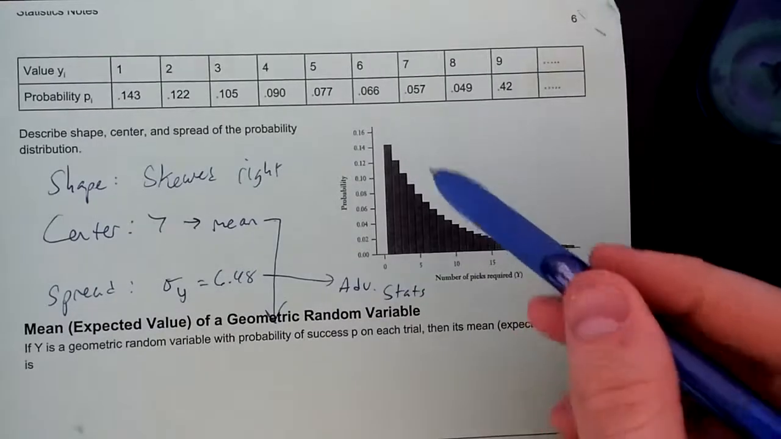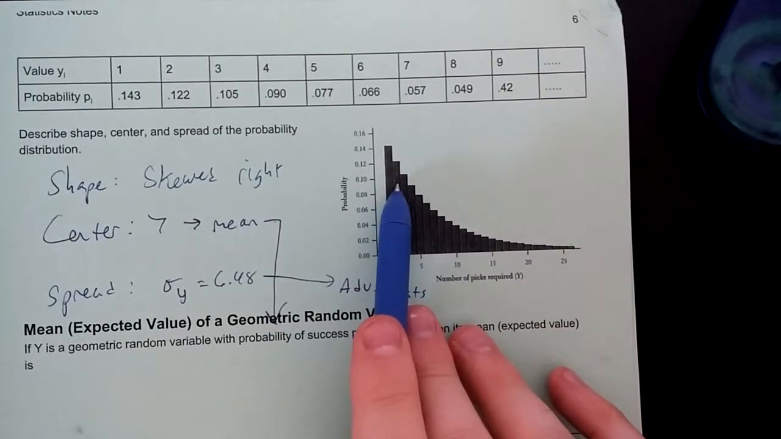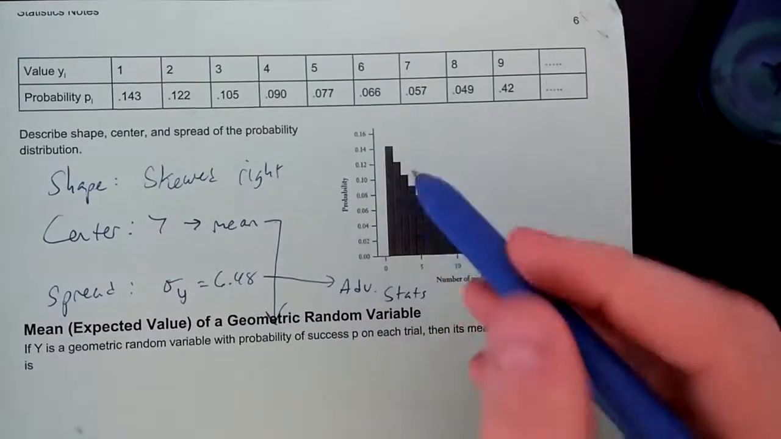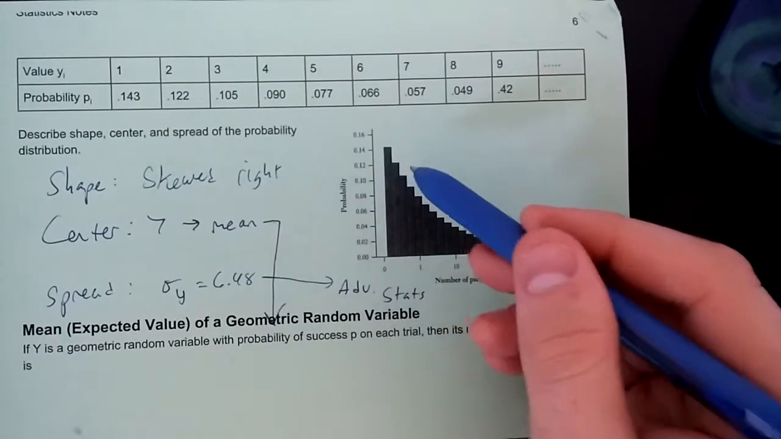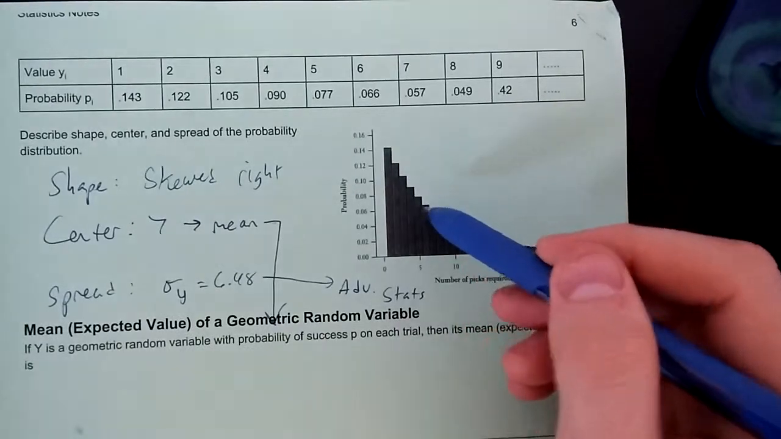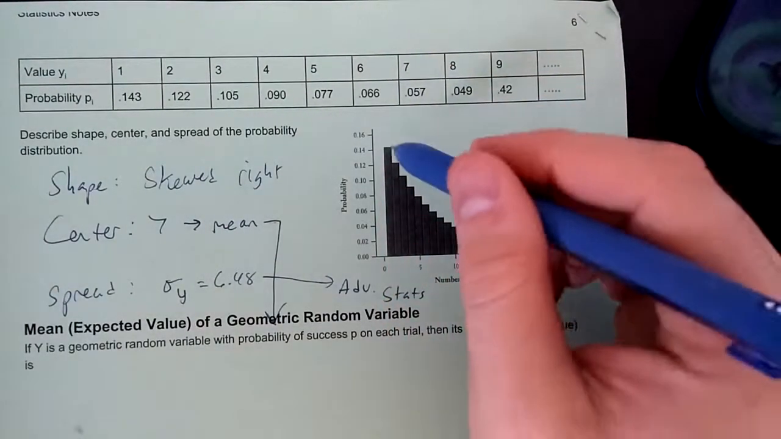What is important is that this shape comes from the fact that each bar to the right is 6/7 the bar to the left. So if you were to multiply this height or probability by 6/7, you get the next bar. Multiply by 6/7, you get the next bar, and so on and so on. And that repeated multiplication makes it look like an exponential curve here.